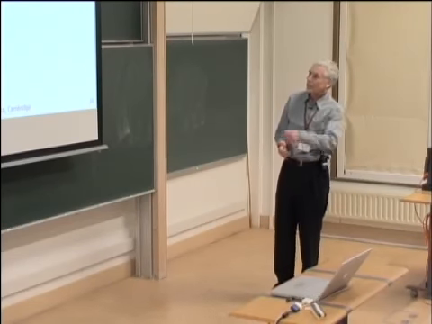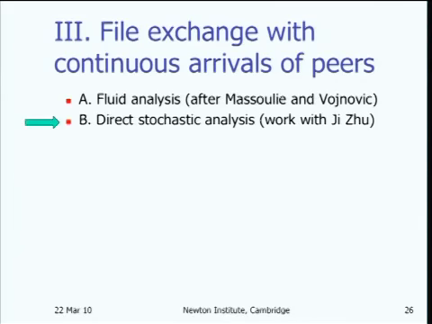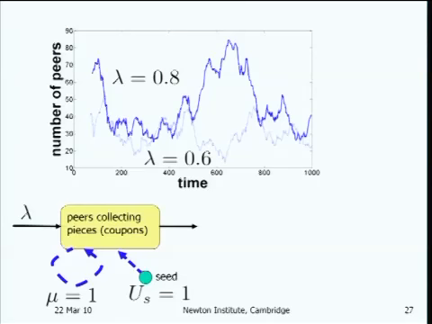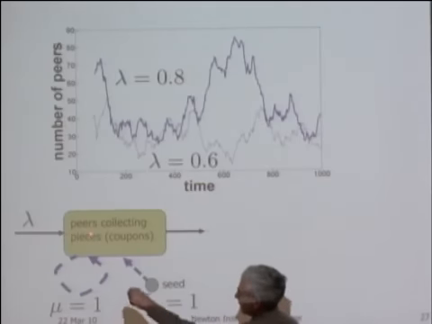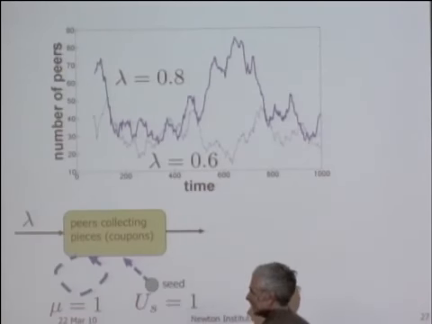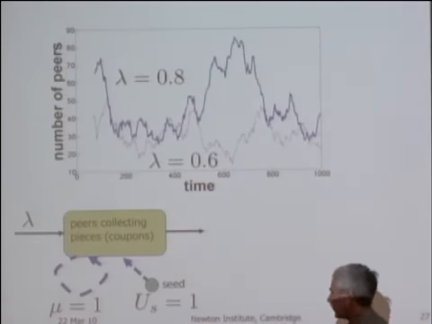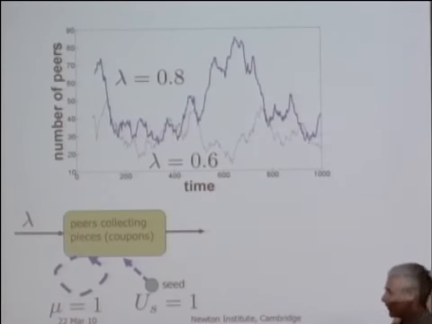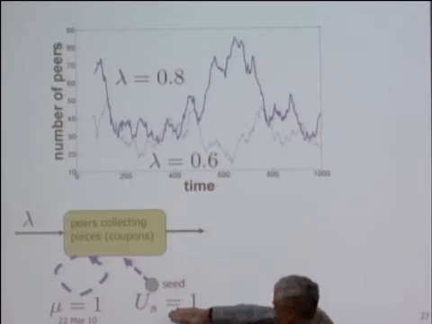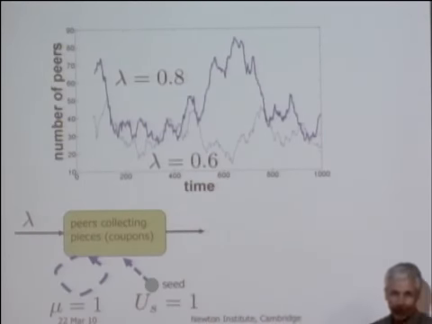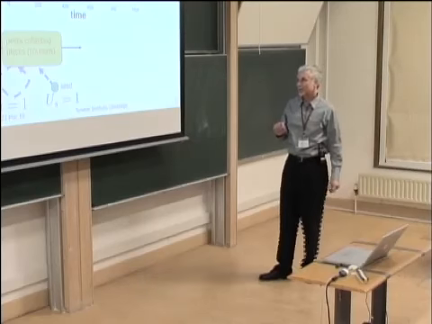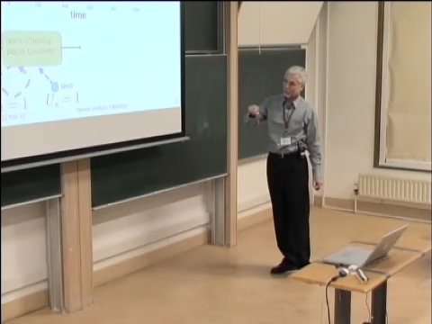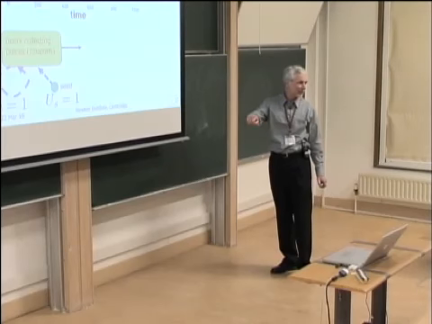So this is part B here, looking at the direct stochastic analysis that Xi and I did. This is our first simulation that Xi did. Here we've got peers coming in, and mu is the rate that they wake up and try to download, or the rate that they're requested to upload. And then there's a seed that doesn't scale. It has rate 1, and at rate 1 it chooses one of the peers at random and uploads a random useful piece to that peer.